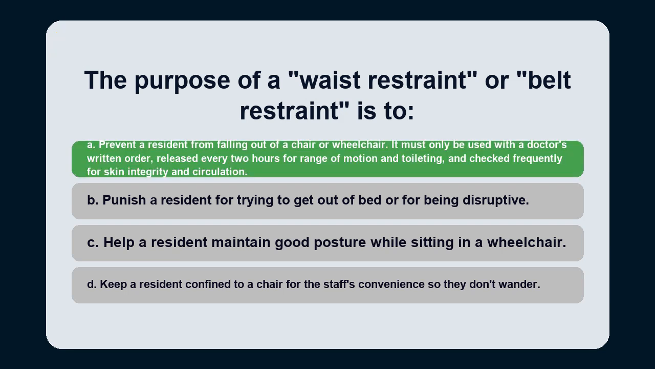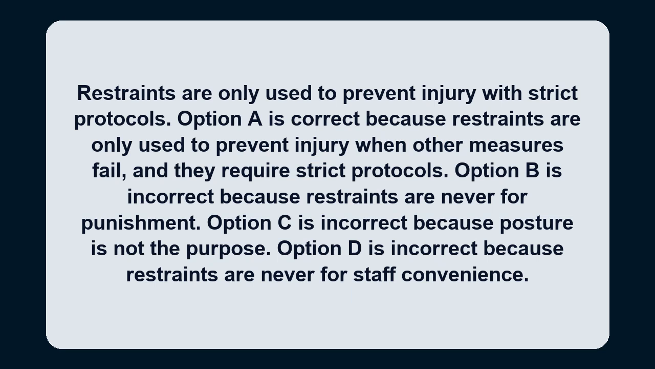The answer is A. Restraints are only used to prevent injury with strict protocols. Option A is correct because restraints are only used to prevent injury when other measures fail and they require strict protocols. Option B is incorrect because restraints are never for punishment. Option C is incorrect because posture is not the purpose. Option D is incorrect because restraints are never for staff convenience.